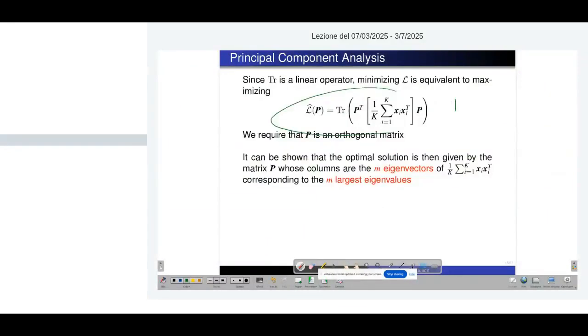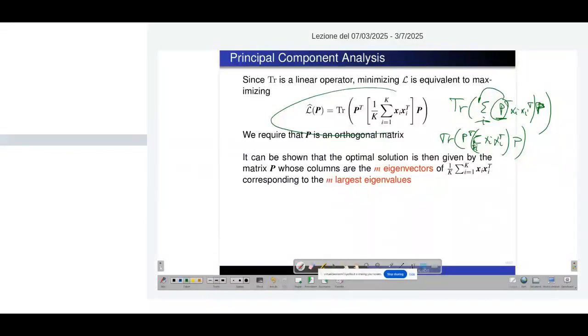This gives me trace of sum over i of P transpose xi, xi transpose P. I have a summation. This P does not depend on i. It's multiplying the rest, so I can bring it outside the sum. This second P does not depend on i, so I can bring it outside the sum on the right. What I get is P transpose, sum over i of xi, xi transpose, again multiplied by P, times 1 over k.